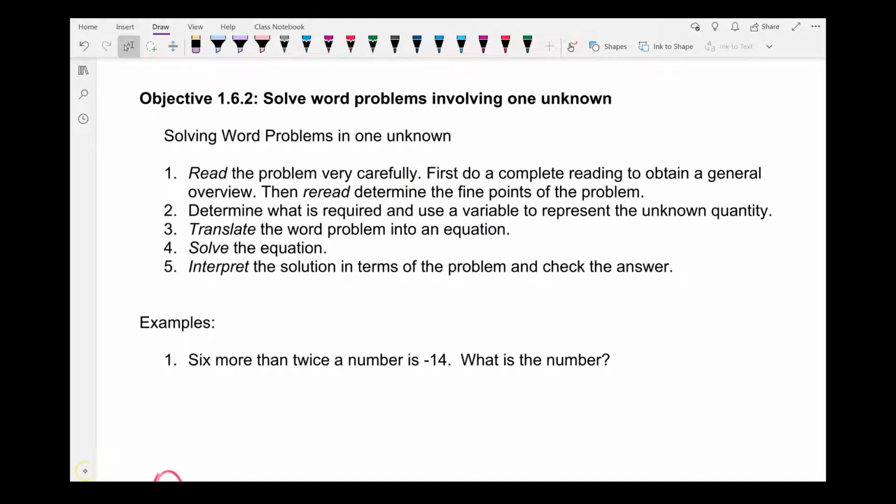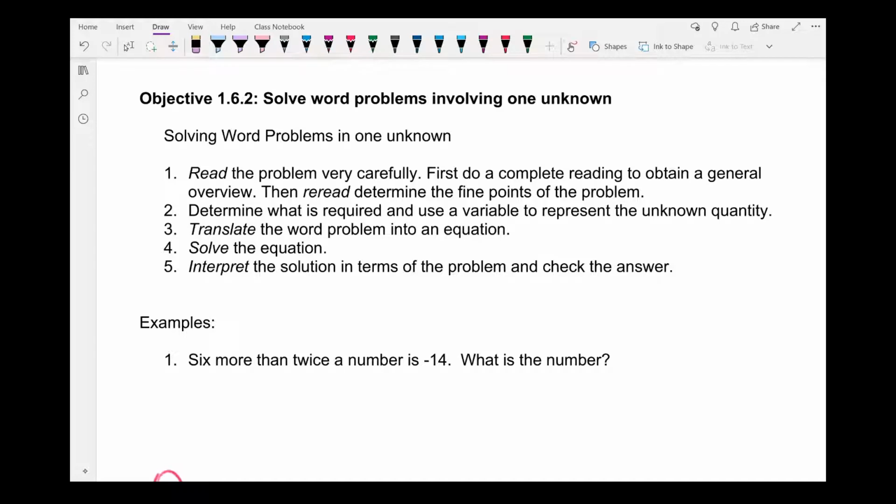So hopefully you took some time to let that sink in. Go back and try the questions yourself if you need to, or go find similar questions. But we're going to move on to solving word problems involving one unknown. One unknown means that we're solving for, for example, just x or just y, nothing else.